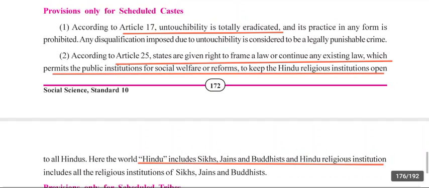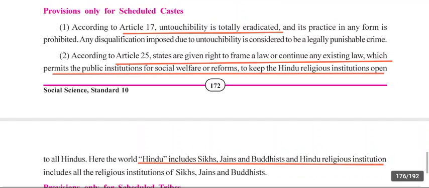Article 25 gives states the right to frame a law or continue any existing law which permits public institutions for social welfare or reforms to keep the Hindu religious institutions open to all Hindus. The purpose of enabling this particular article is that the untouchable castes or the lowest of the lowest castes were not allowed to enter the worshipping places, the temples or the specific places where the higher castes usually visited.